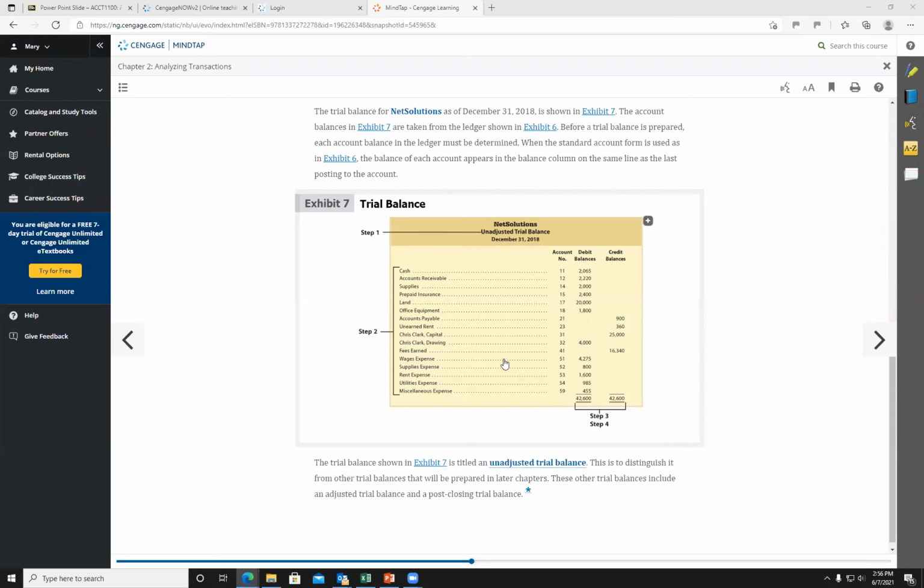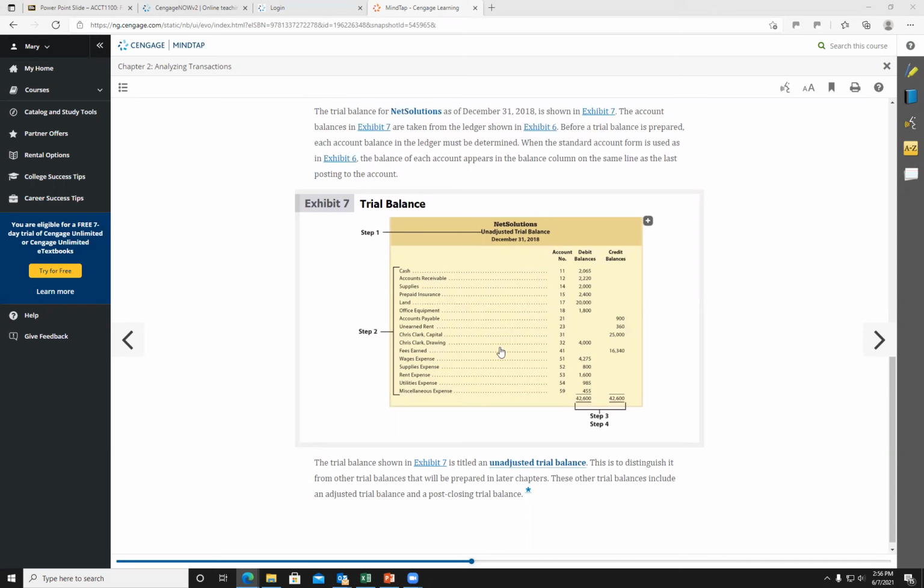Here's an example of a trial balance out of your textbook. Again, we put the name of the company. We list it as an unadjusted trial balance because we've made no adjustments to the accounts. This is just straight off of what we show after all of our journal entries have posted to the proper accounts. We've listed all the accounts from the ledger, and whether they have a debit or a credit balance, we list it under the debit column or the credit column. Then we add up all the debits and all the credits, and hopefully, fingers crossed, they balance. Now, this is an unadjusted trial balance. We'll talk about what an adjusted trial balance and a post-closing trial balance are later.